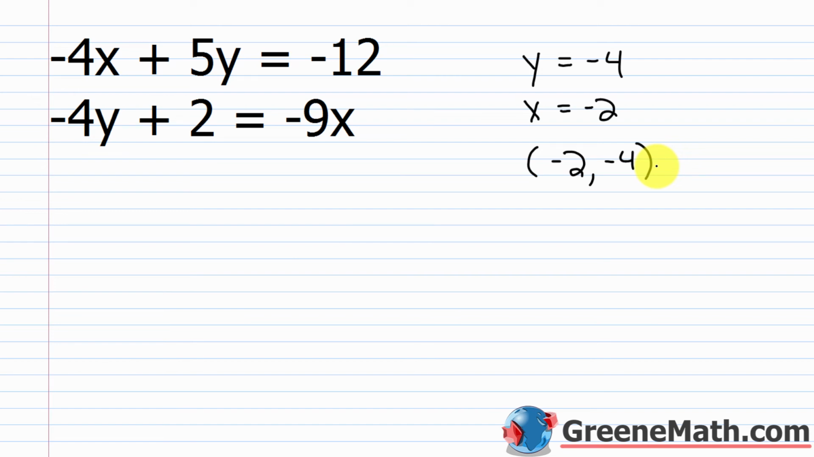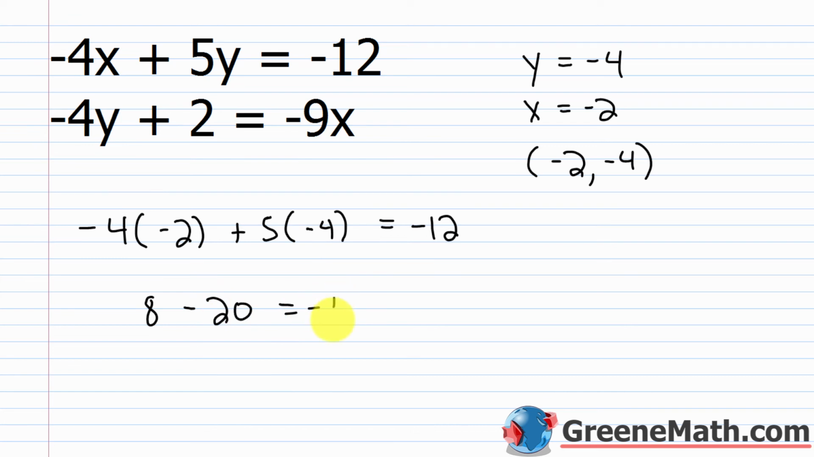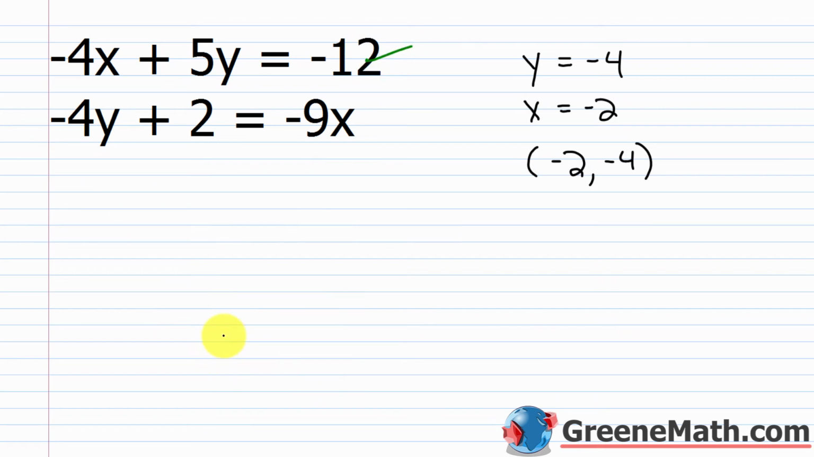So we'll have negative 4 times, plug in a negative 2 for x, plus 5 times, plug in a negative 4 for y, equals negative 12. Negative 4 times negative 2 is 8. 5 times negative 4 is negative 20. So minus 20 equals negative 12. And this is true. 8 minus 20 is negative 12. So you get negative 12 equals negative 12. It checks out there.